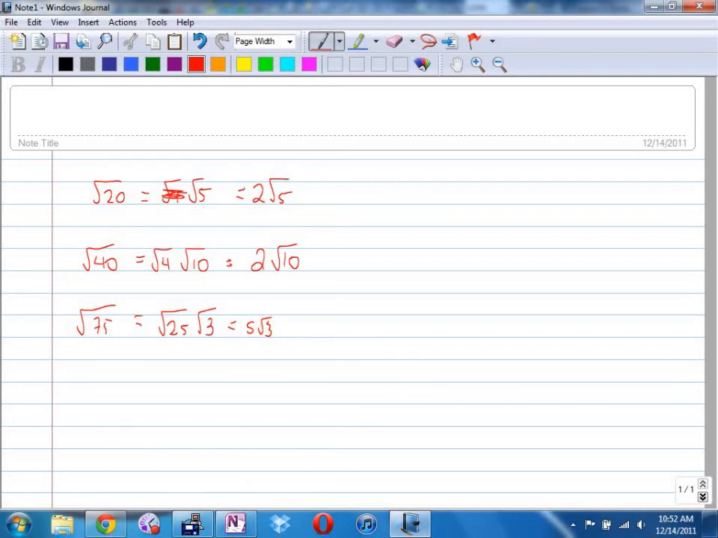Root 80 is what times what? 8 times 10 does me no good. Those aren't perfect squares. Now, a lot of kids will say root 4, root 20, which is fine. What's the square root of 4? Here's my question. Is 20 as low as it can get? Because 20 is what times what? So this is going to be 2, root 4, root 5. What's the square root of 4? This is going to be a 2, and a root 5. Hey, what do you think I do with that 2 and that 2?